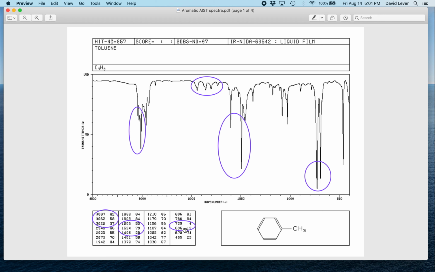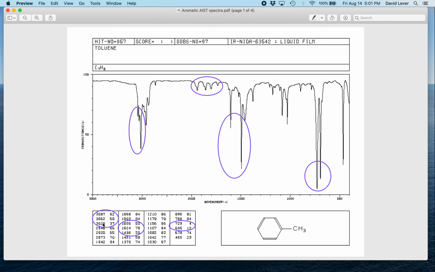Right? So at 696 we have a peak that has percent transmittance of 12, and at 729 a percent transmittance of 4. Those two peaks there are either indicative of a monosubstituted benzene, which we have in this case, or a meta-substituted benzene. It's difficult to tell the difference between the two, but a pair of peaks means that it is not a 1,4 para or a 1,3 meta-substituted benzene.